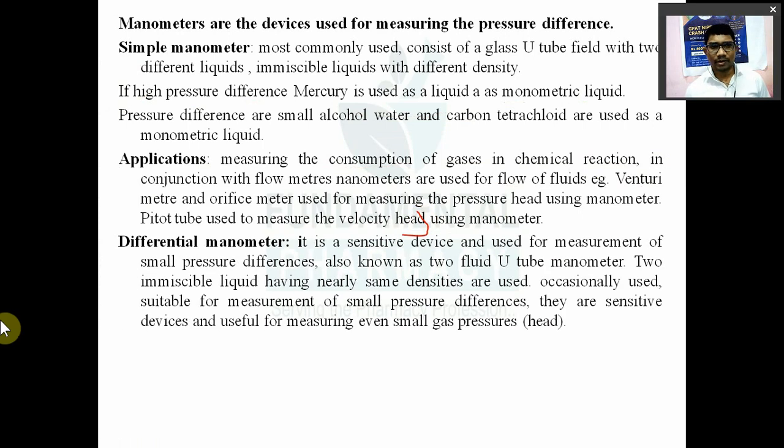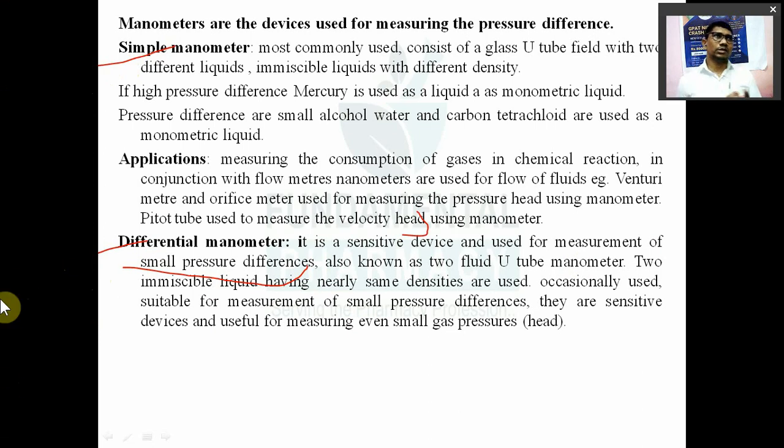The second type of manometer is the differential manometer. The first is the simple manometer, most widely used; the U-tube manometer is the example. The second is the differential manometer. It is a very sensitive device and is used to measure small pressure differences. When the pressure difference is very small, it is used. Remember this, they used to ask questions on it.